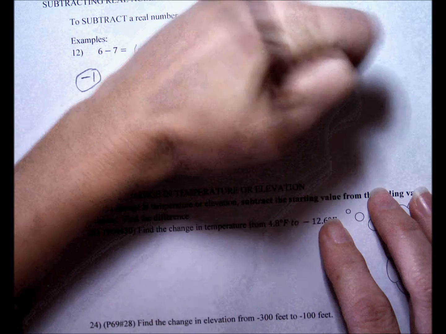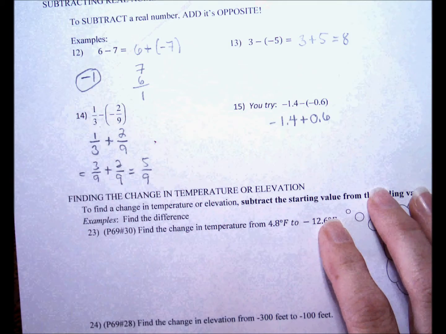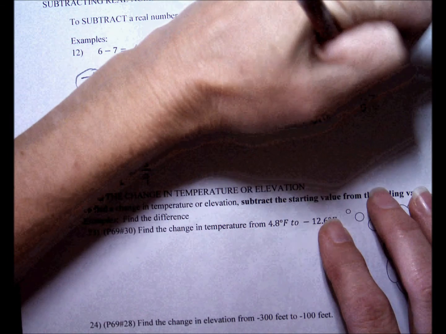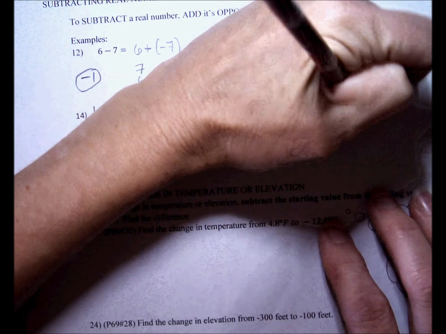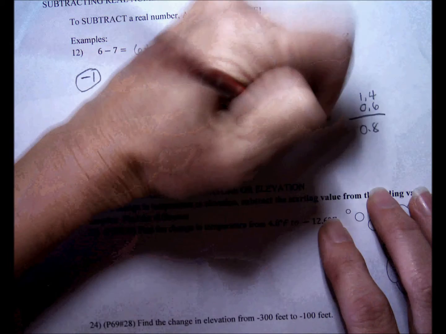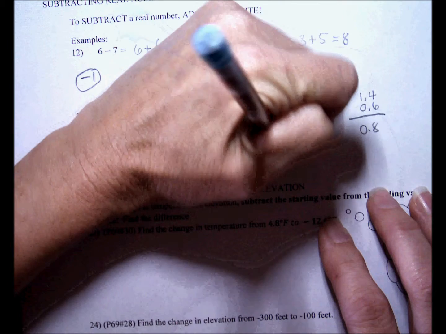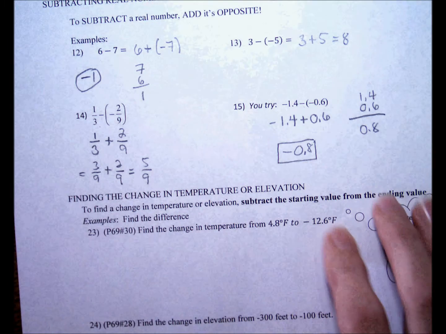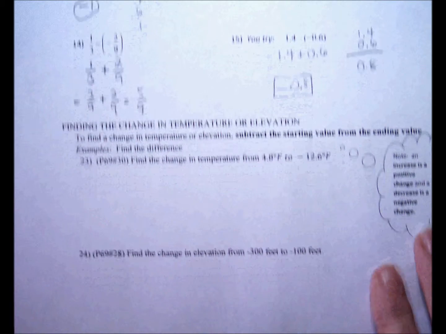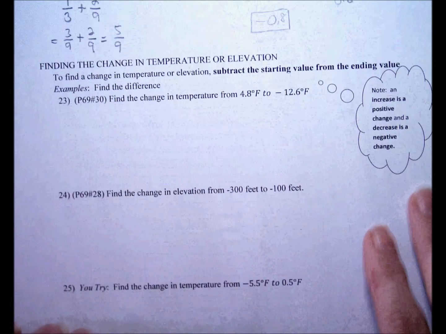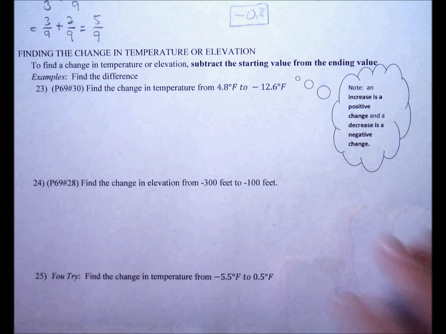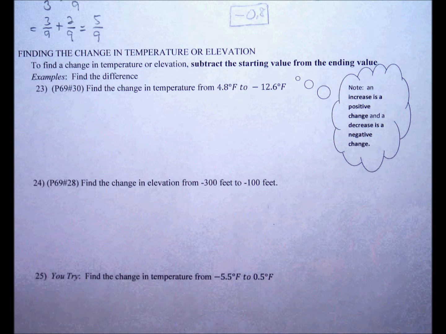All right, so this is negative 1.4 plus the opposite of negative 0.6, so it's plus 0.6. They're different signs, so we're going to subtract the smaller absolute value from the larger absolute value. That gives us 0.8. The answer must have a negative because the larger absolute value was the negative. Okay, that's a lot of practice. Make sure you use this method in your homework so that you're continuing to practice.